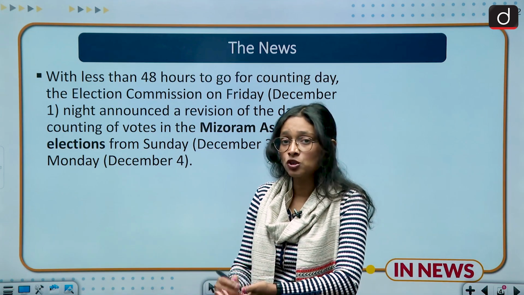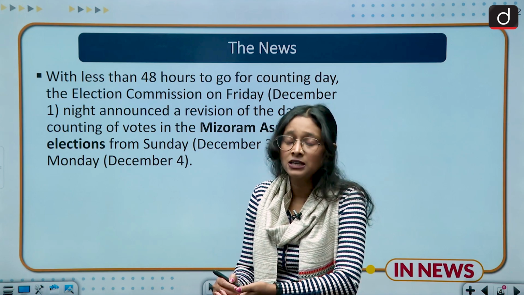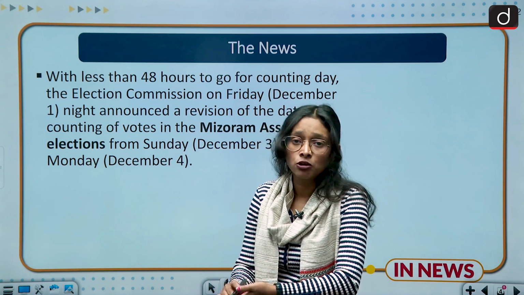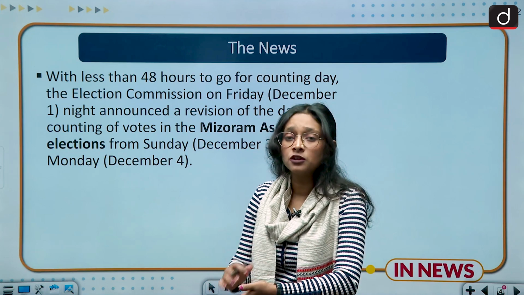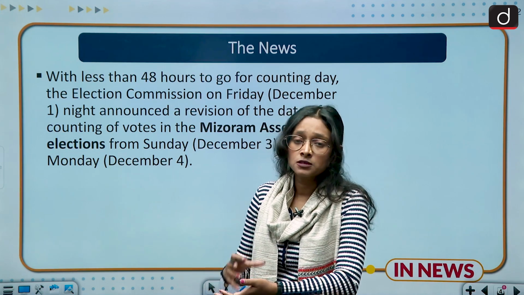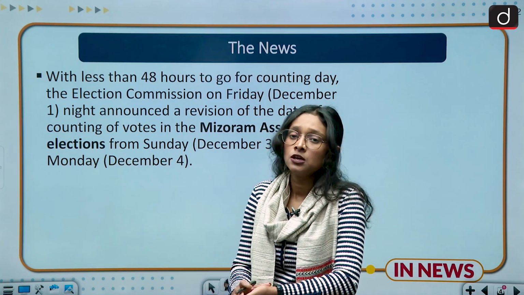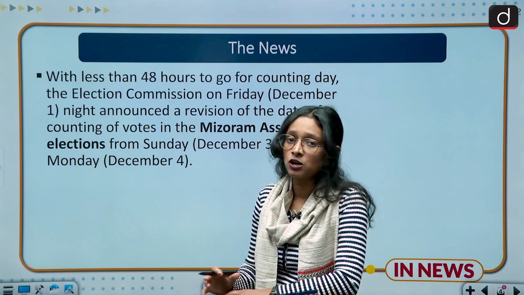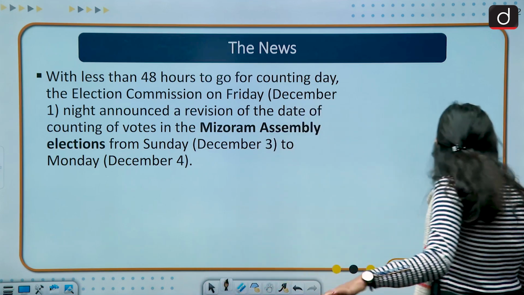But the Election Commission of India has this kind of authority that they can change the polling schedule and also the counting date for further reasons. So that's why this has been changed. So this news we are going to cover. Moving to the next slide.